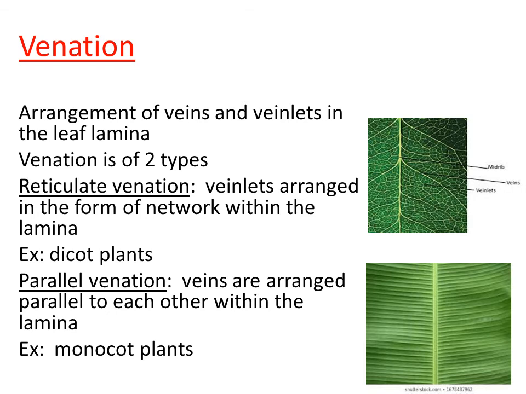It is a very simple concept to understand, right? So venation is nothing but what? Arrangement of veins and veinlets in the leaf lamina. What are the two types of venation? Reticulate venation and parallel venation, right?